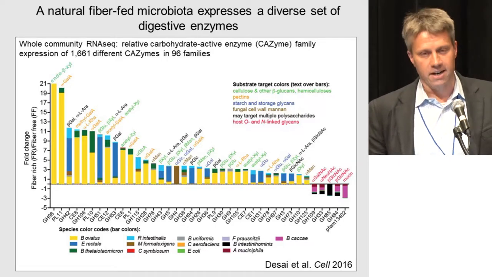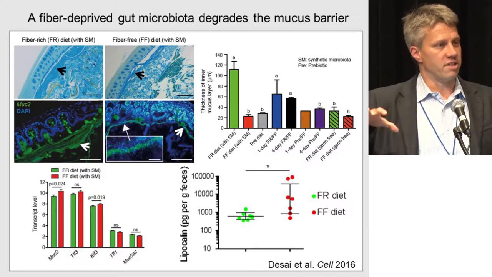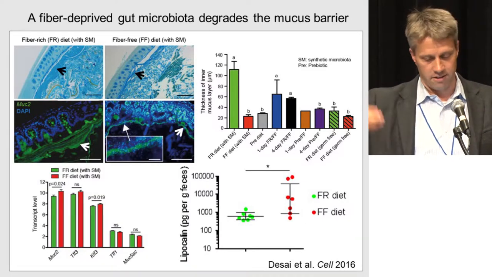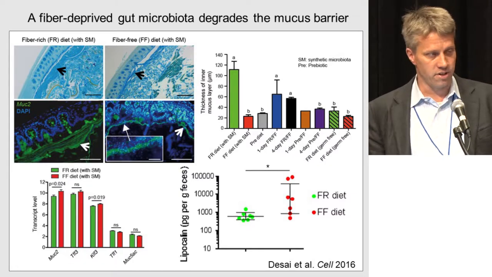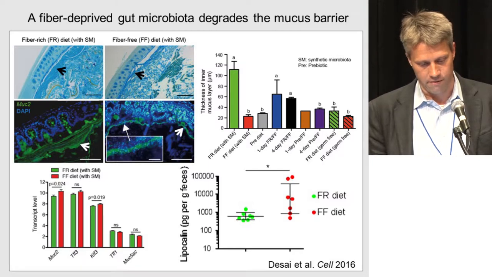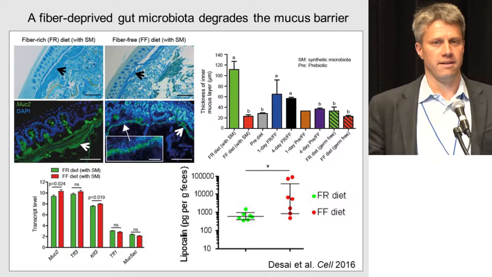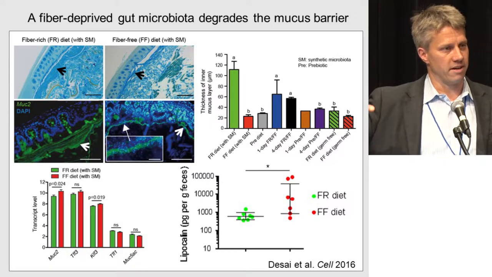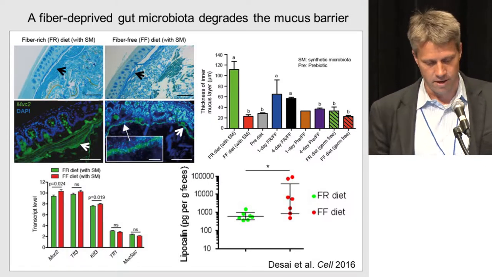The really striking data comes when you look at the colons of these mice at the endpoint of the experiment. So we fix them and do the histology to look at the mucus layer. In the upper left here are two different ways of looking at that. This is an alcian blue stain for mucus. This is host tissue over here. This is the lumen with all the fiber from this fiber-rich diet. And this blue layer right here is about a 100 micron thick mucus layer. And that's the typical thickness in a mouse colon.